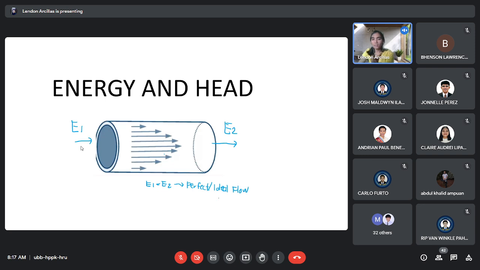Hindi ito nag-i-exist. In the real life setting, meron pa tayong mga head losses, yun yung mga deductions ng energy. Bakit nagkaka-reduce yung ating energy? It is because of the friction inside the pipes. Yung friction na yun ang nagko-cause ng head losses. Isulat ko na lang. Head loss reasons: number one is yung friction.